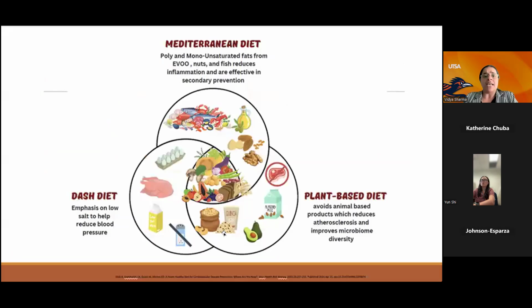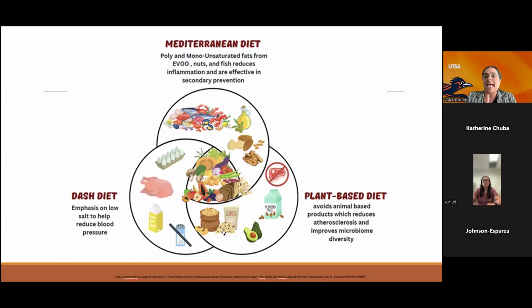This is again from another publication, but I like this Venn diagram because it shows 3 very healthy diets. So again, you have your Mediterranean diet, which is focused more on poly and unsaturated fats, nuts and fish. And then you have your classic plant-based diet, which of course the biggest benefit is that it really promotes the growth of the gut microbiome. And from all the research that we have today, we know that the gut microbiome plays a big role even in terms of our overall cognitive health.